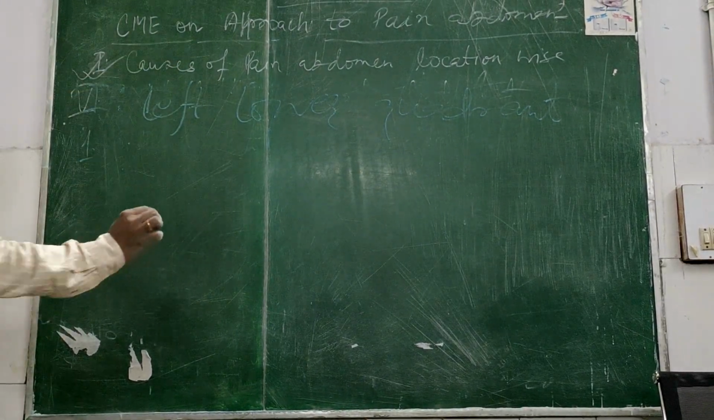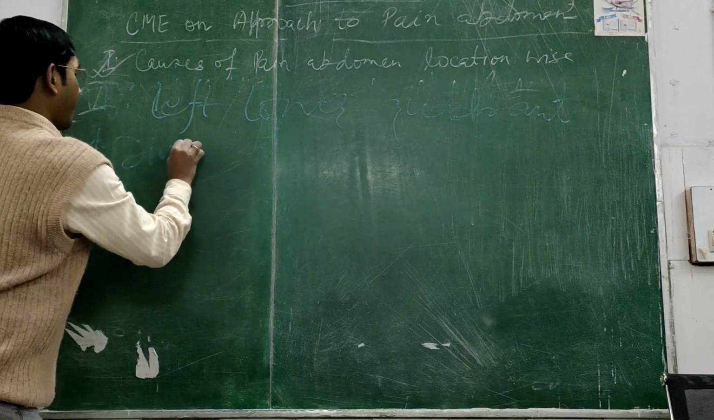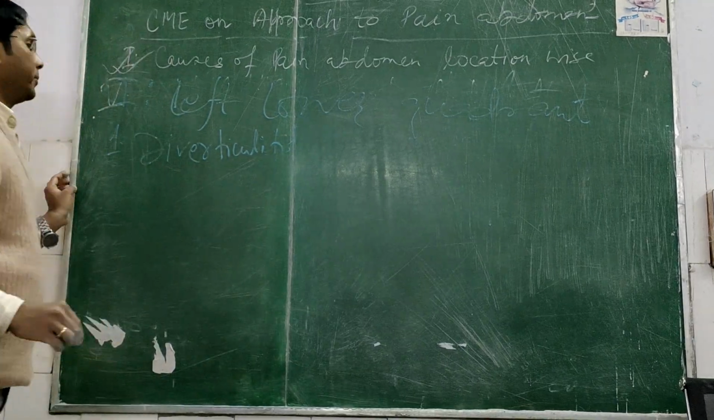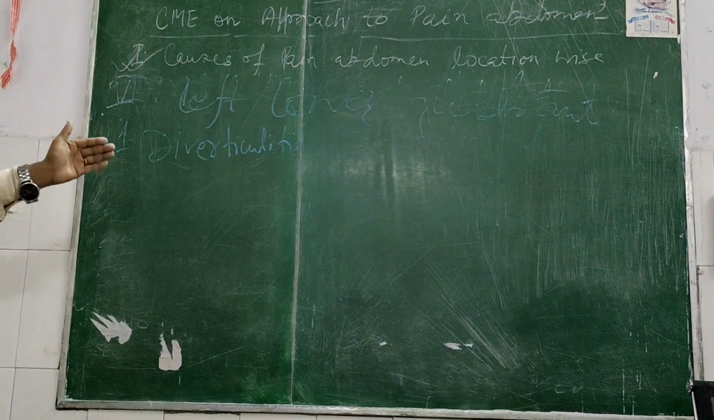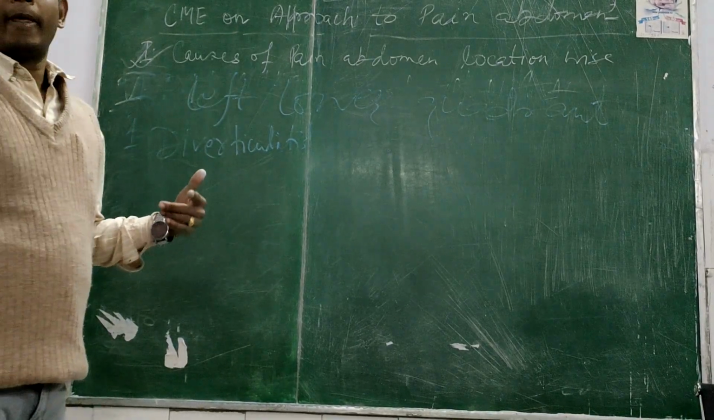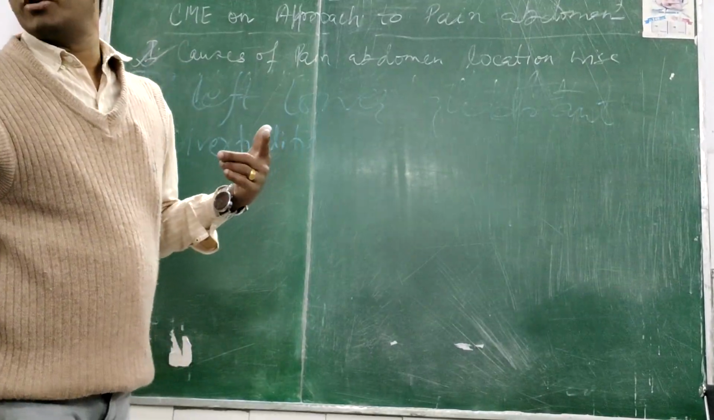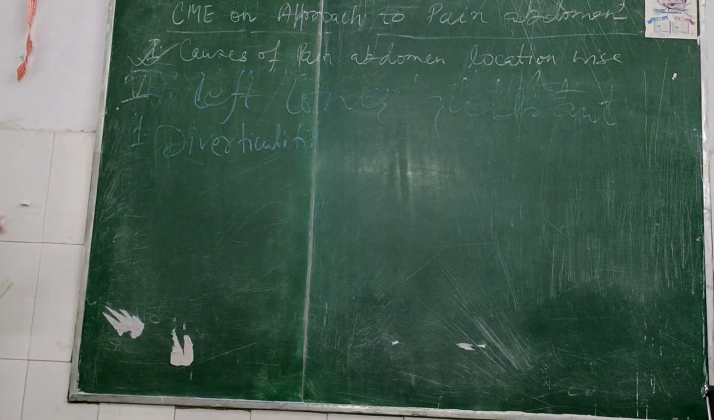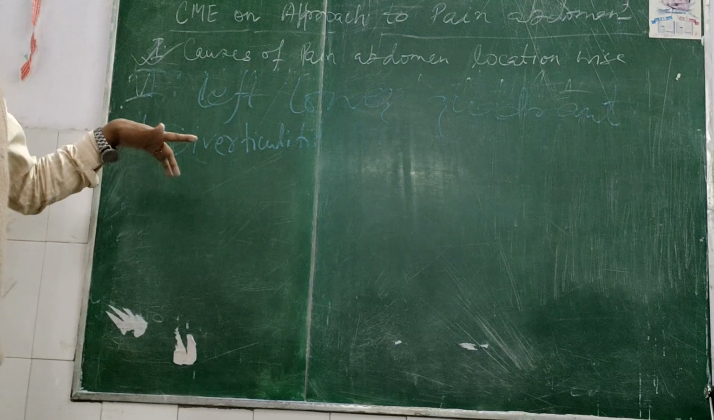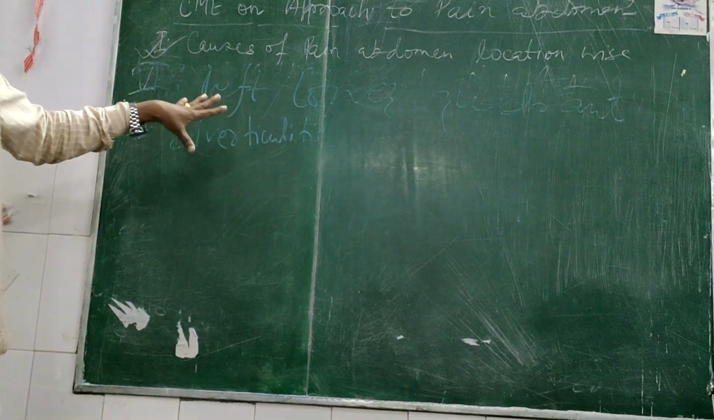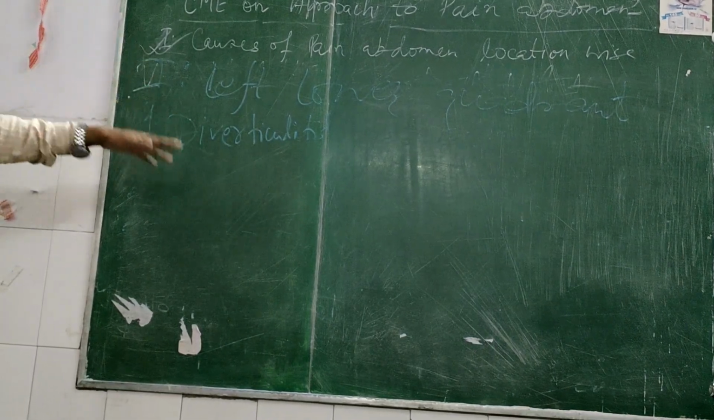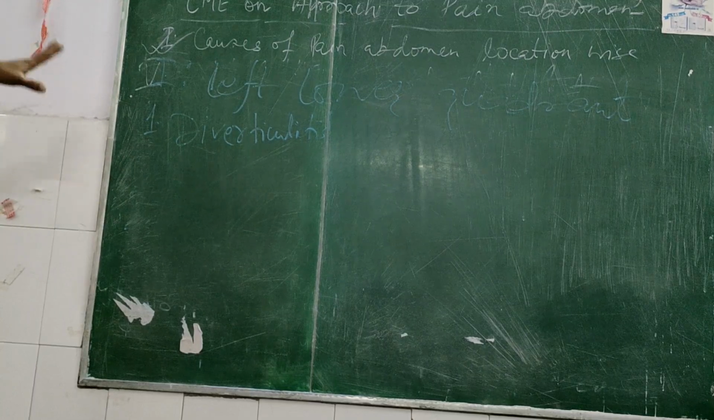In the left side it is diverticulitis. Because you might have learned in embryology, what was the name of the diverticulum? Meckel's diverticulum. It is the Meckel's diverticulum that is found in the left side, and its inflammation causes diverticulitis. So in the left lower quadrant, the most important cause of pain will be diverticulitis.